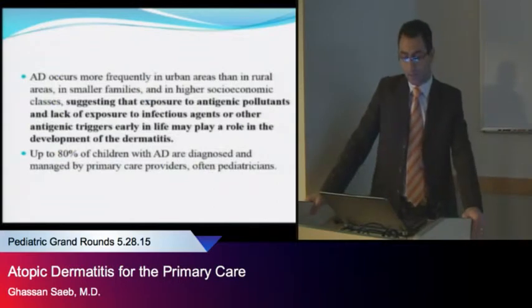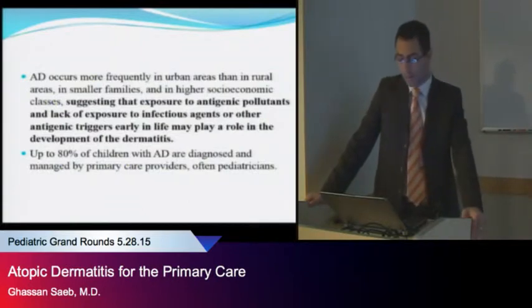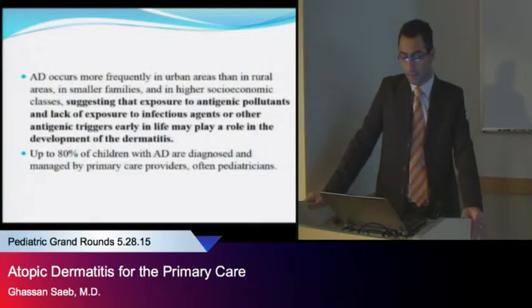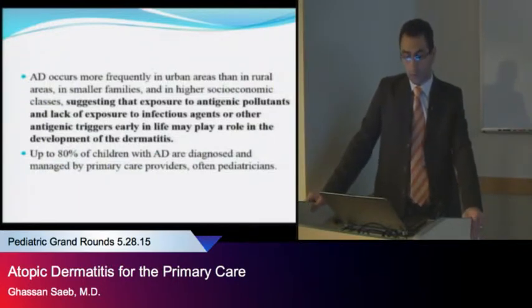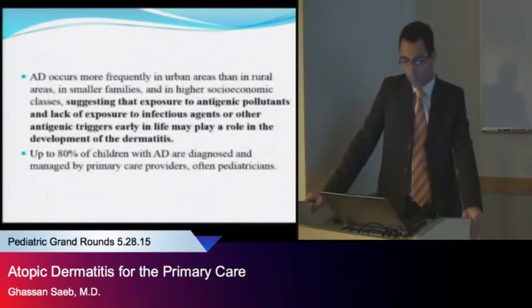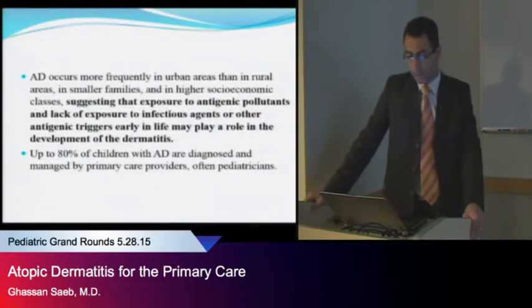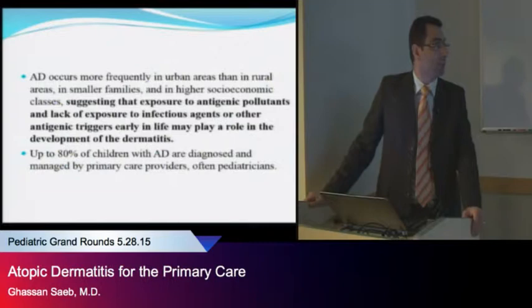Atopic dermatitis occurs more frequently in urban areas than in rural areas, in smaller families, and in higher socioeconomic classes, suggesting that exposure to antigenic pollutants and lack of exposure to infections or other antigenic triggers early in life may play a role in the development of the dermatitis. Up to 80% of children with AD are diagnosed and managed by primary care providers and often pediatricians.